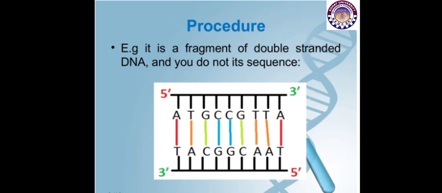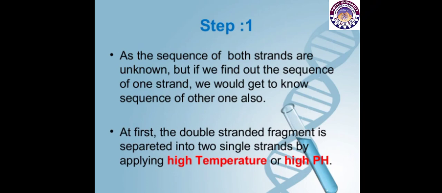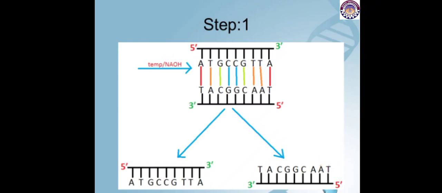Let's start. Here is a double-stranded DNA sample of unknown sequence, and we want to sequence it by using a chemical termination process. As the sequences of both strands are unknown, if we find out the sequence of one strand, we will get to know the sequence of the other one also. At first, this double-stranded DNA is denatured into single-stranded DNA by applying high temperature or high pH, such as sodium hydroxide.